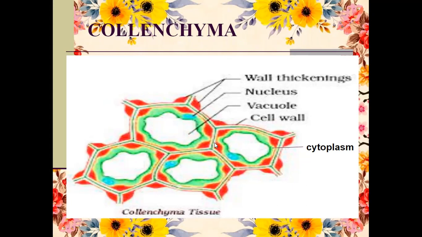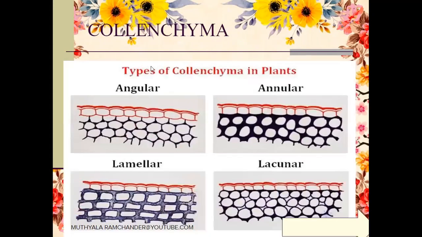And in collenchyma, intercellular spaces are completely absent. Only lacunar collenchyma contains intercellular spaces. Later we will discuss what lacunar collenchyma means. But generally in collenchyma, intercellular spaces are absent. Then, the types of collenchyma tissues in plants.